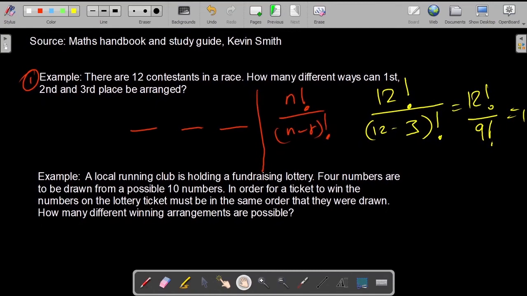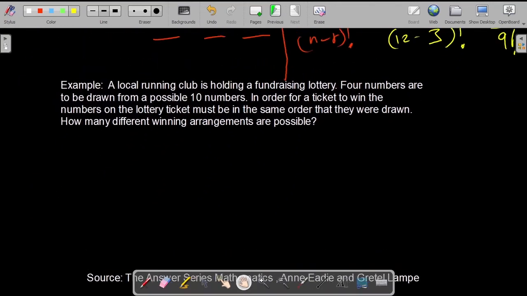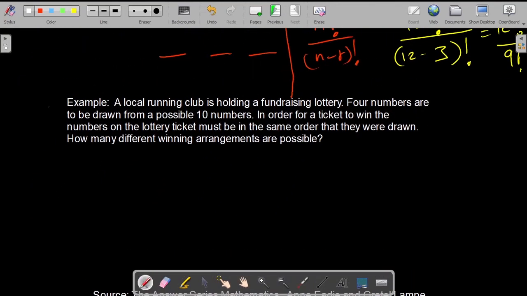So that is how you deal with such a case where you have a fixed order, which is first, second, and third. And in the next example, we also do have a fixed order. So let's just read the problem statement. A local running club is holding a fundraising lottery. It says 4 numbers are to be drawn from a possible 10 numbers.